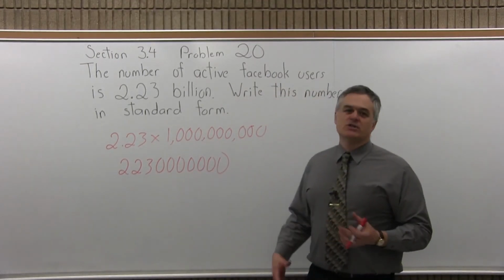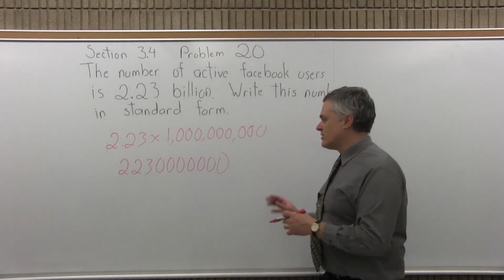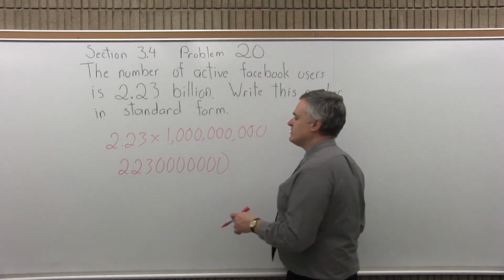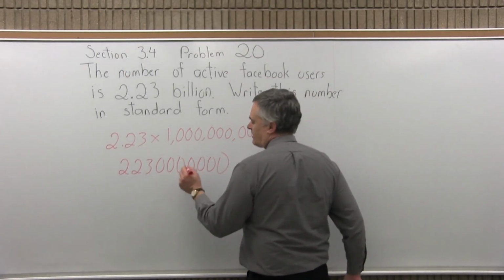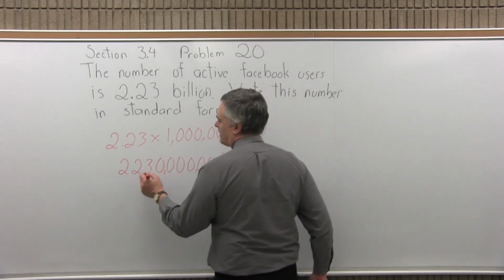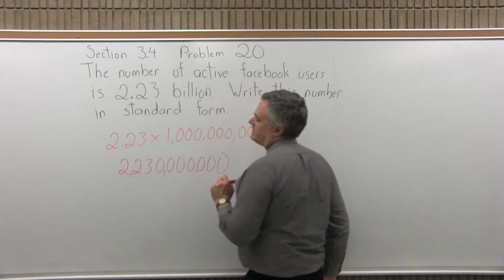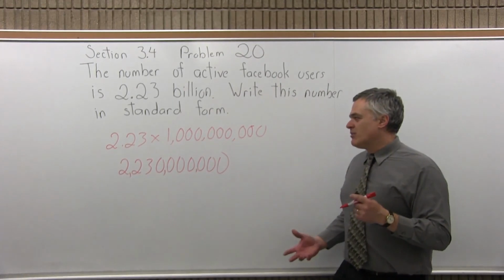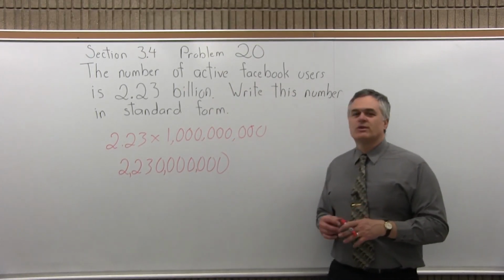Now, if you want to do a nice job, you can put in some commas too. Every 3 digits you put in a comma. That's optional. You don't have to do it. If I go in 3, I'll put a comma there. 3 more, I'll put a comma. 3 more, I'll put a comma. So you could read it as a regular number, 2,230,000,000.